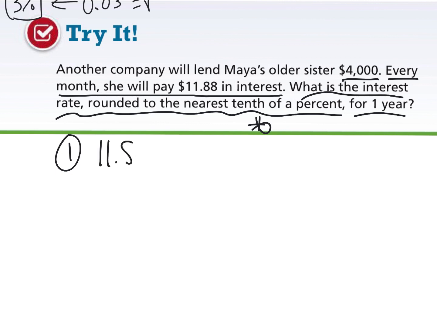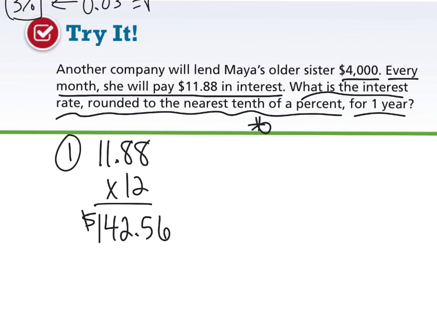So $11.88 per month. If we multiply that by 12, $142.56 is the interest.